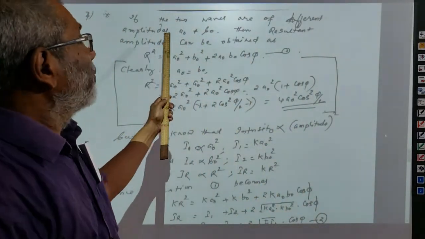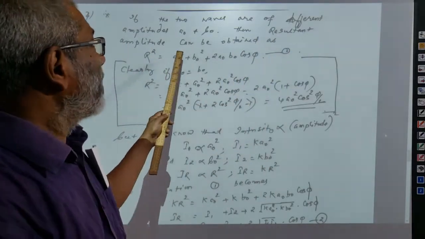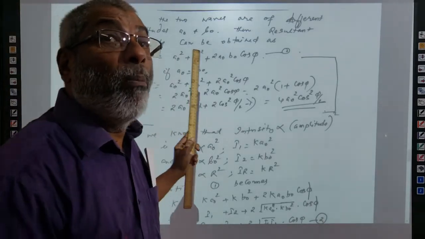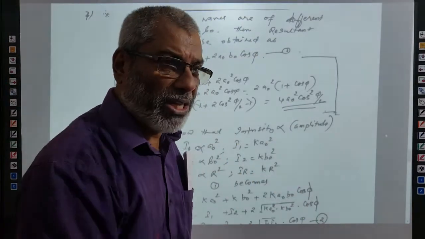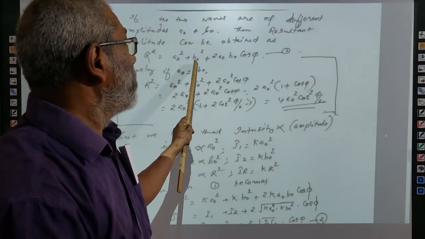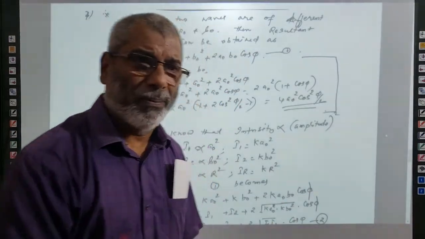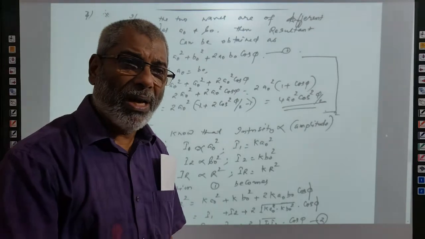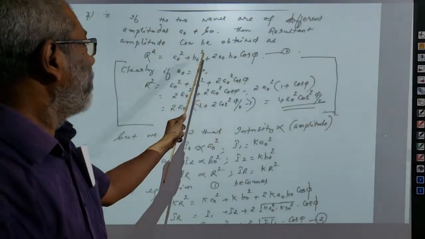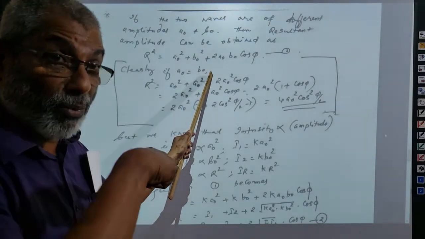Alright. So if the two waves are of different amplitudes A0 and B0 as shown in the figure, we can show that R square, the amplitude of the resultant wave reaching a point on the screen, is equal to A0 square plus B0 square plus 2 A0 B0 cos phi. We can prove it. If it is not proved, in another way we can make you understand. So in this case, if A0 is equal to B0, we will get the original condition. That I am going to explain.